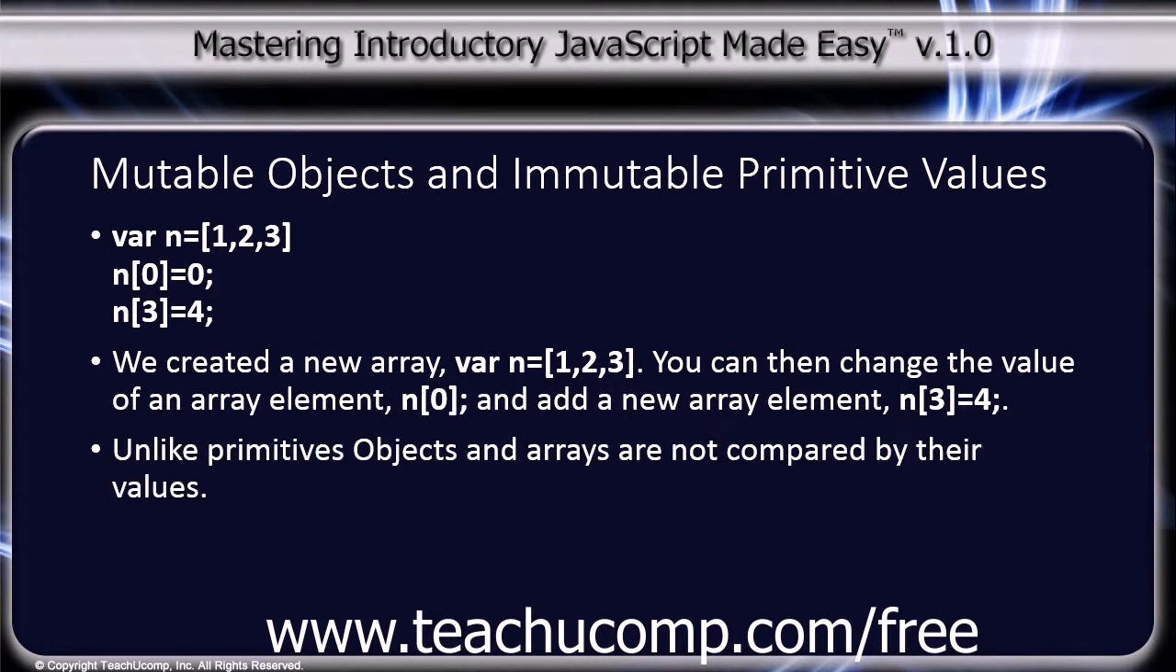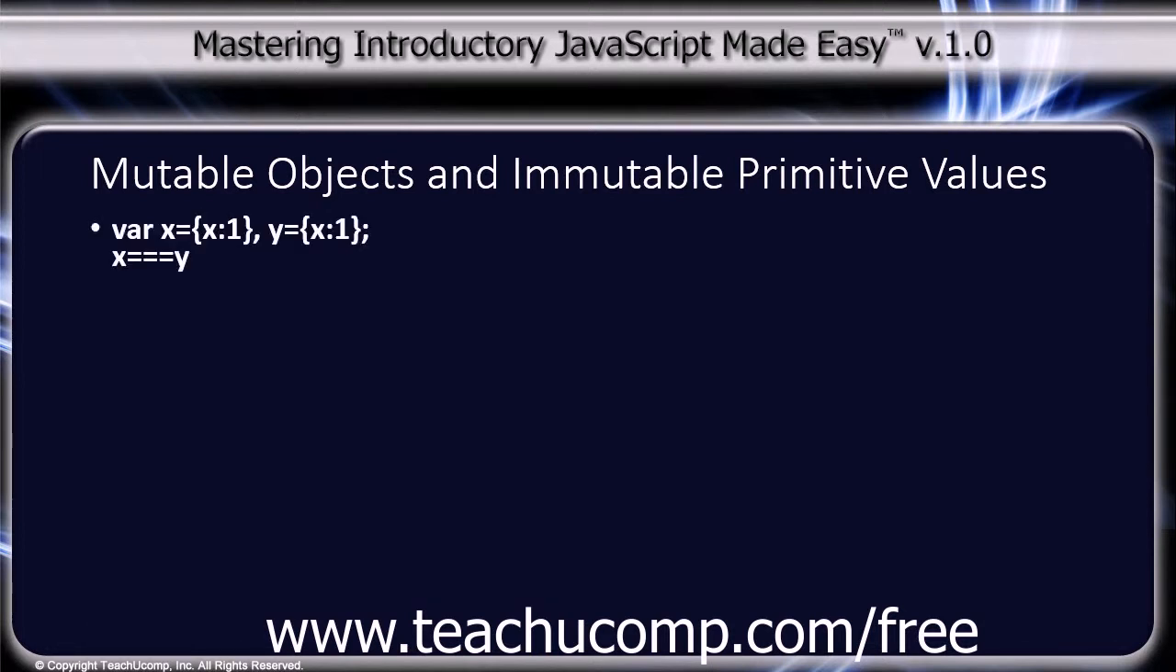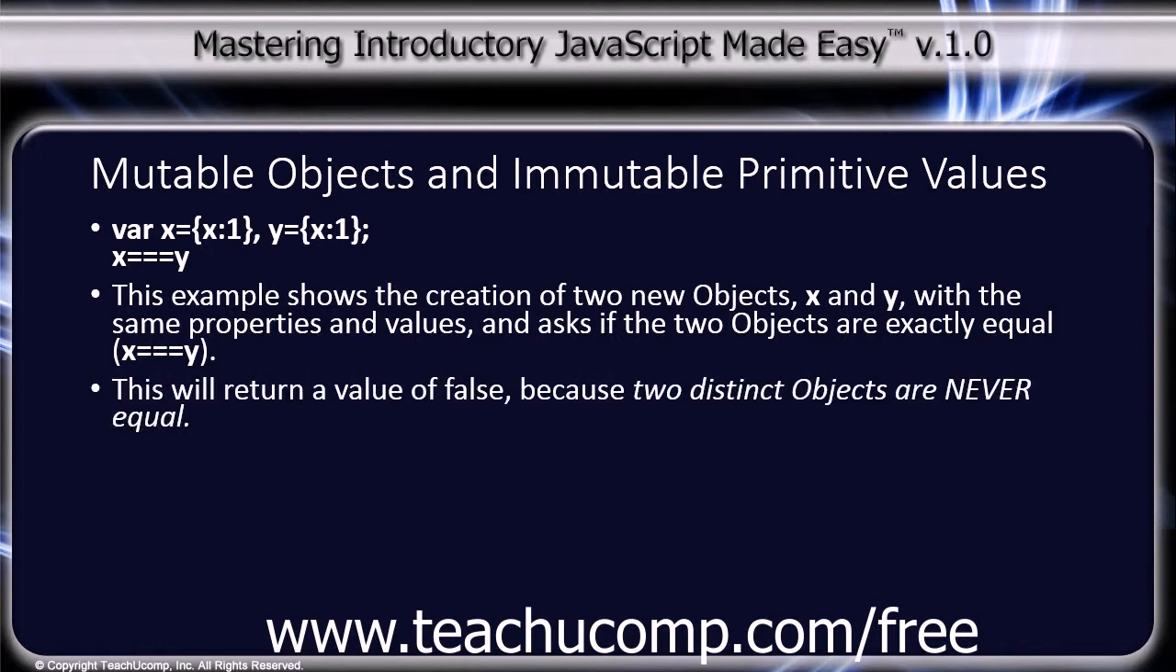Unlike primitives, objects and arrays are not compared by their values. Two objects or arrays are not considered equal even if they have the exact same properties and values. For example, var x = {x: 1}, y = {x: 1}; x == y; This example shows the creation of two new objects, x and y, with the same properties and values, and asks if the two objects are exactly equal. This will return a value of false because two distinct objects are never equal.